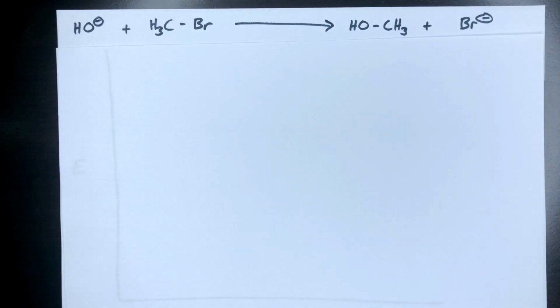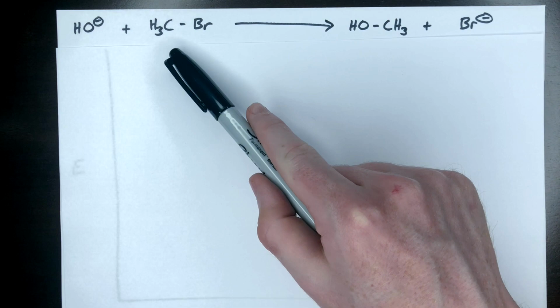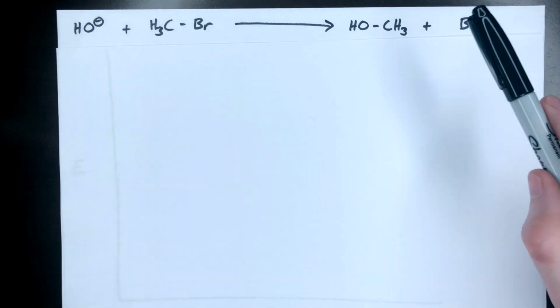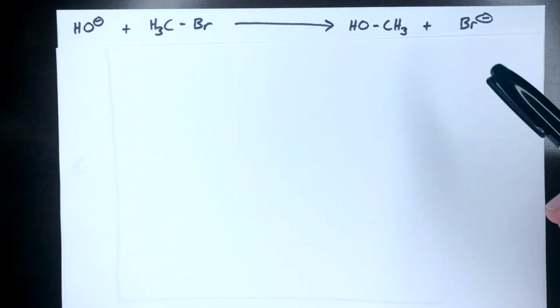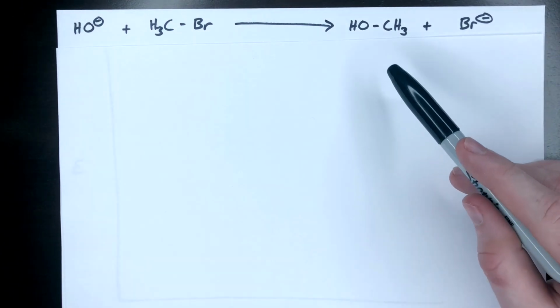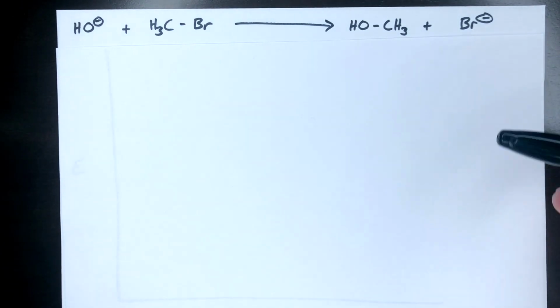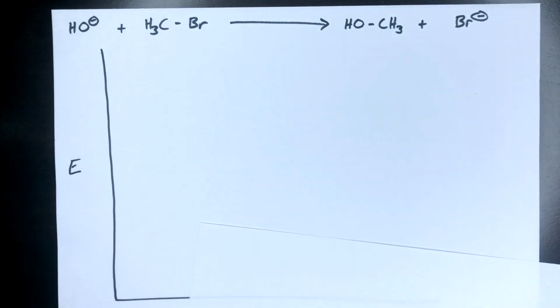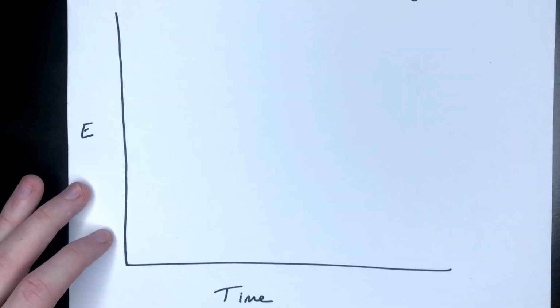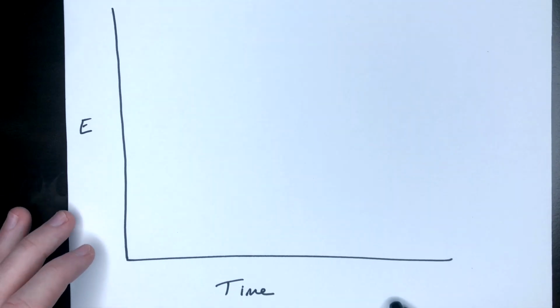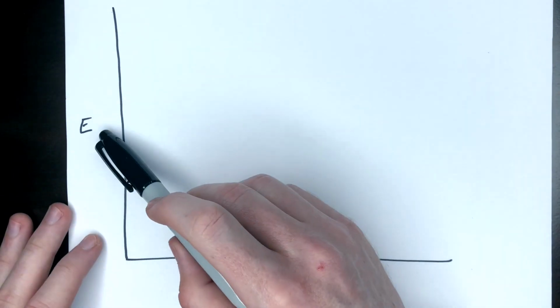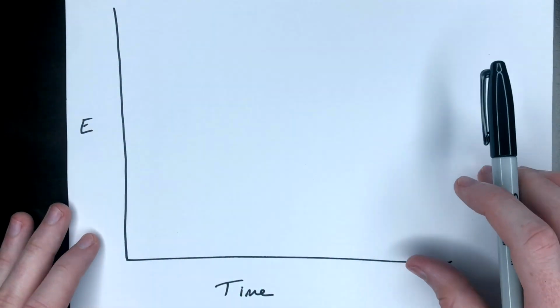All right, let's take a look at this specific example where we take hydroxide ion, react that with methyl bromide, and we get methanol and bromide ion back. What we're interested in is demonstrating the thermodynamics of this process, and we'll show that on an energy diagram. So what we see now is a general energy diagram where we have time, or the reaction progress, on the x-axis and energy on the y-axis.